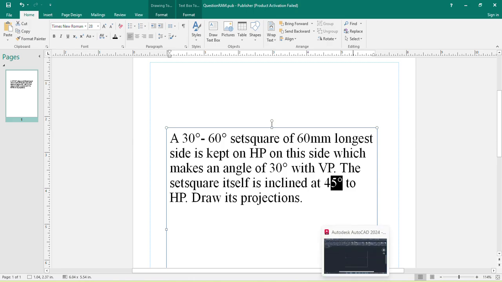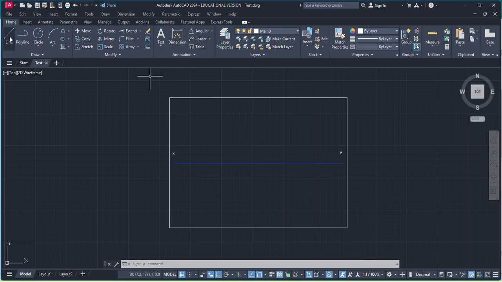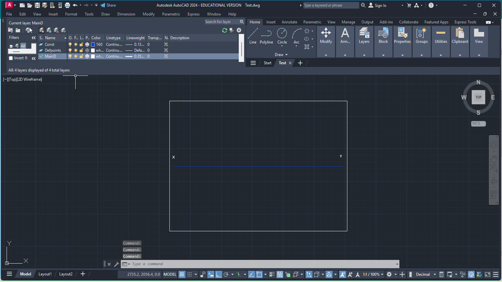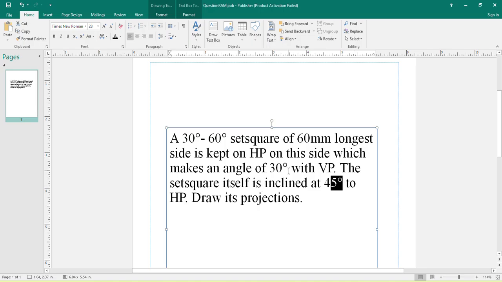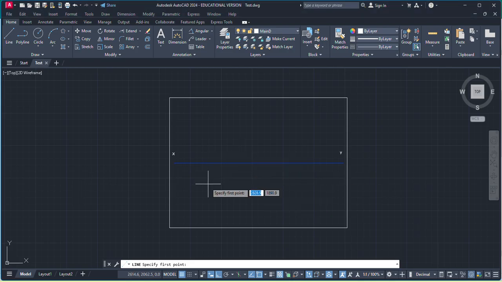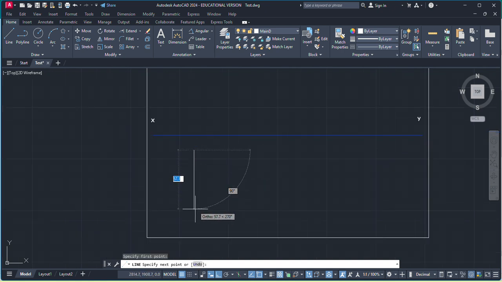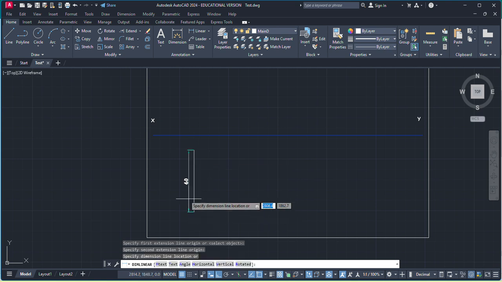So now we have to draw this thing. First, we need to draw the 60 degree to 30 degree set square. So first I'm going to draw the longest side because it is given 60 longest side is kept on HP, on this side, which makes an angle of 30 degree with the VP. So this is the resting side. So first I'm going to draw this side. This side is 60 long. So I'm taking this side on the left side. This is a resting side, which is 60 long. You can check the dimension.